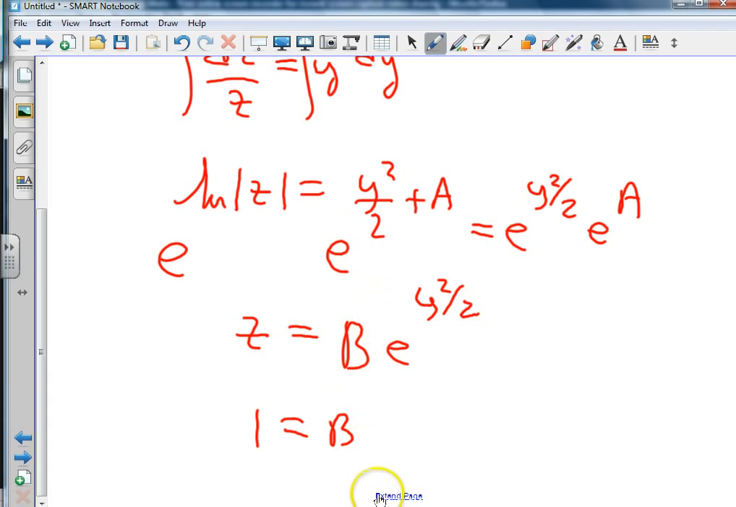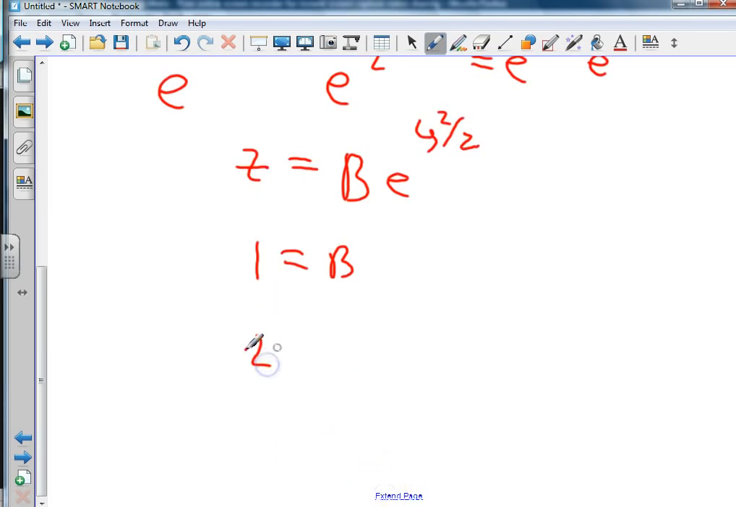So B is 1, and your final particular solution is z is 1 times e to the y squared over 2. Questions? Yeah. Well, when we plugged in the initial conditions, in the general solution we plugged in z is 1 and y is 0, to get e to the 0 is 1, times B is that 1. Okay? All right, practice, practice, practice.